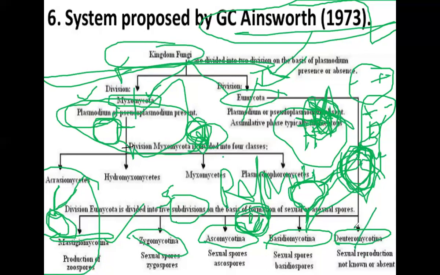In which group of fungi is sexual reproduction absent or not known yet? Fungi in which sexual reproduction is not there or not known yet are grouped as Deuteromycotina. You know, the Deuteromycotina fungi are also called imperfect fungi.